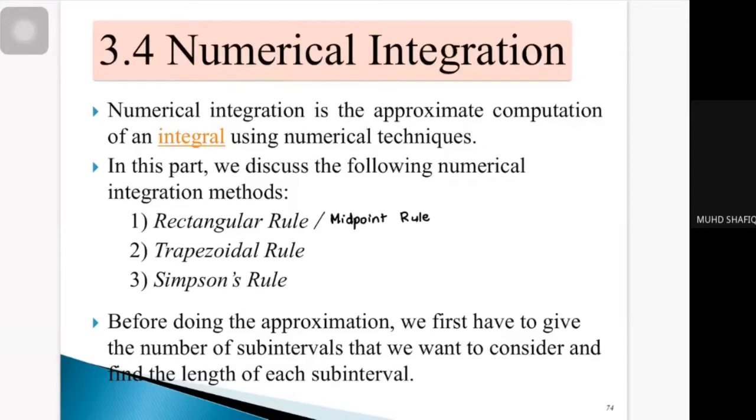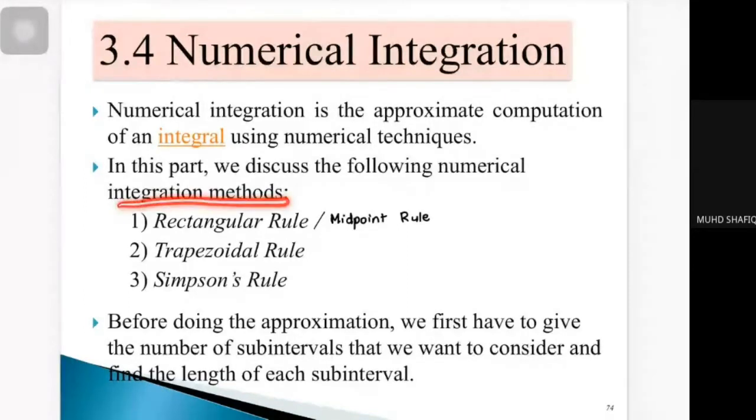Numerical integration is the approximate computation of an integral. You want to find the value of integration using numerical techniques, so we just approximate the value. This is not the exact solution. So in this part, we discuss the following numerical integration methods.